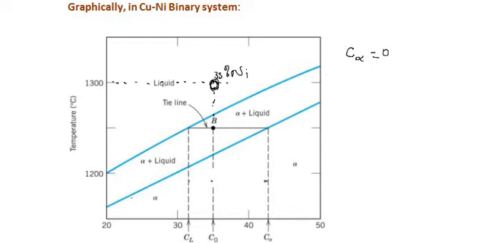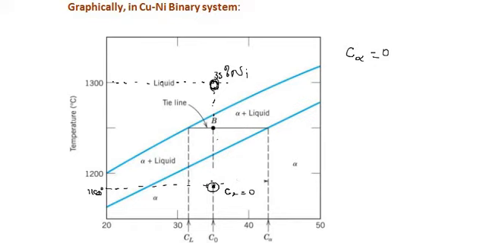Likewise, if, for example, you are given a lower temperature at still the same percentage of nickel, let's say 1180 degrees, if you trace this, it is going to fall in the alpha phase, meaning the composition in the L phase is going to be 0.